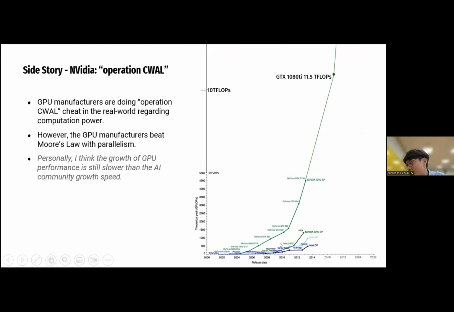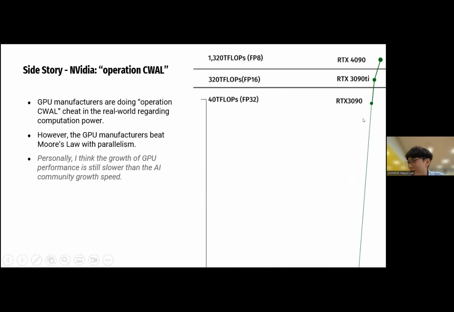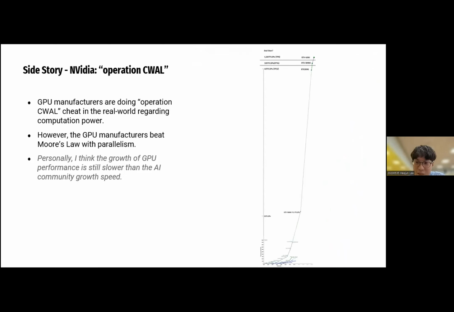On the right side of this slide, you can see the computation power growth year by year. And you can see 2011 is here, so AlexNet was created at this time. And these GPU manufacturers improved their GPUs, and it's going up and up and up. And now they are here, 2021, yes, last year. And this year they released a new GPU, which is about 25 times better than last year's GPU. So as you can see, GPUs are getting significantly better than before. However, I think this is still slower than the AI community's growth speed.